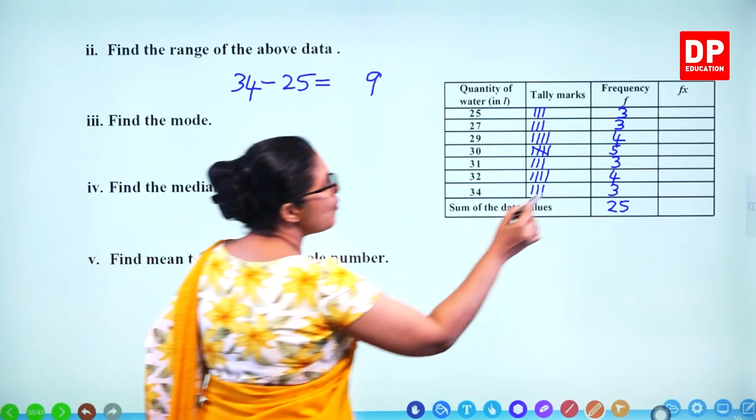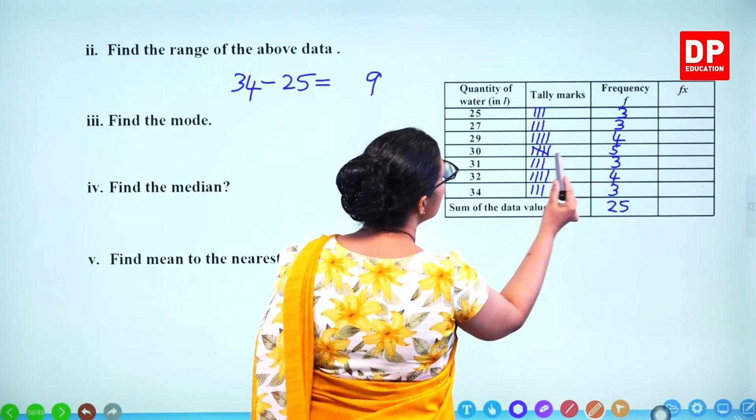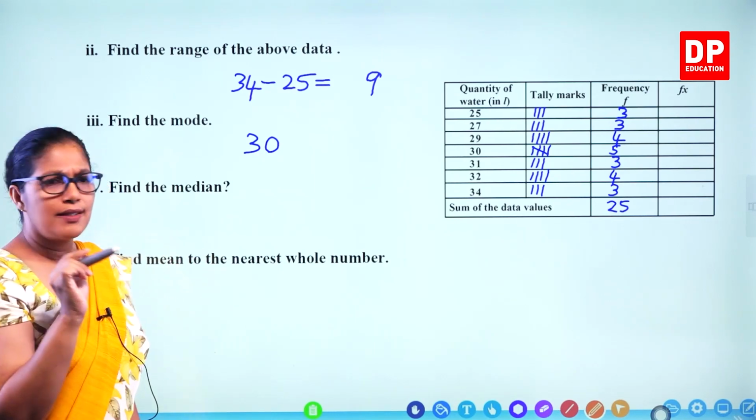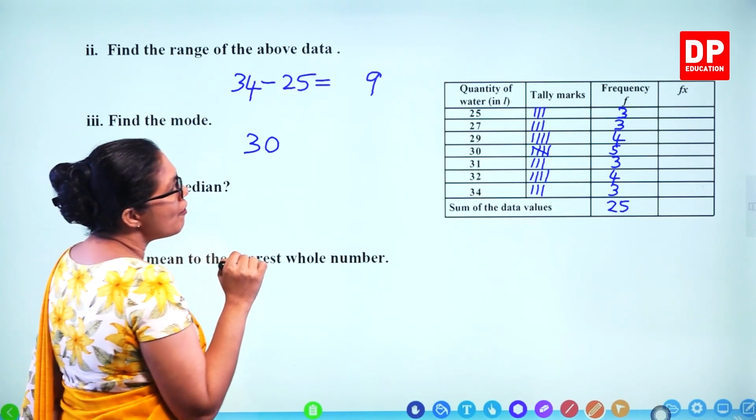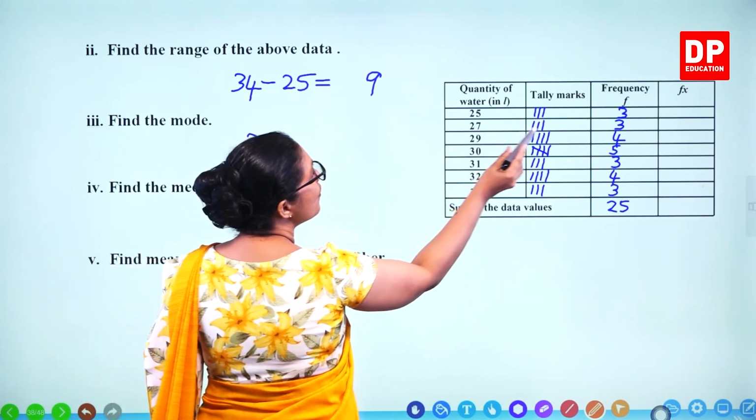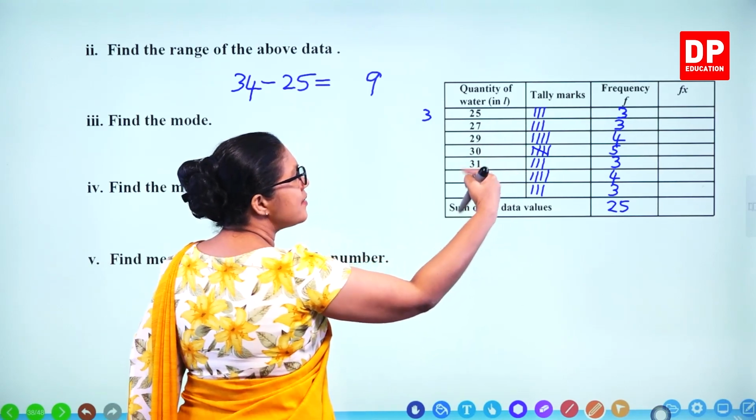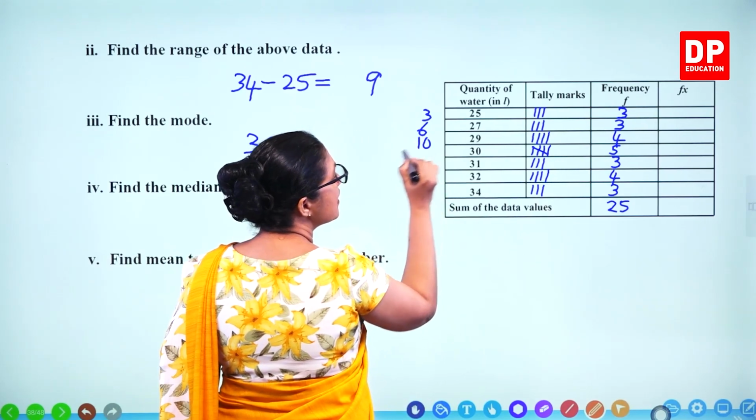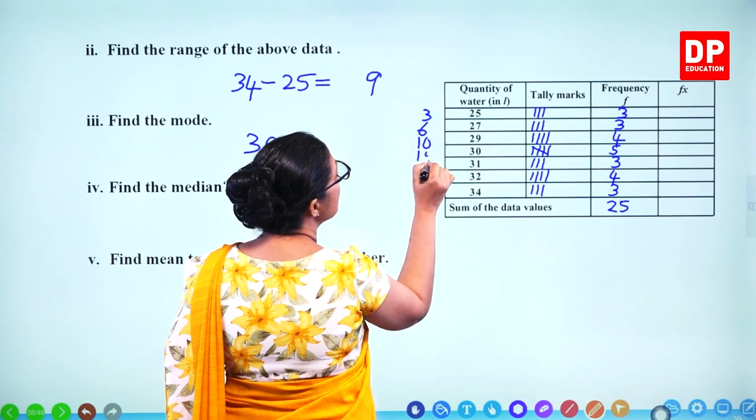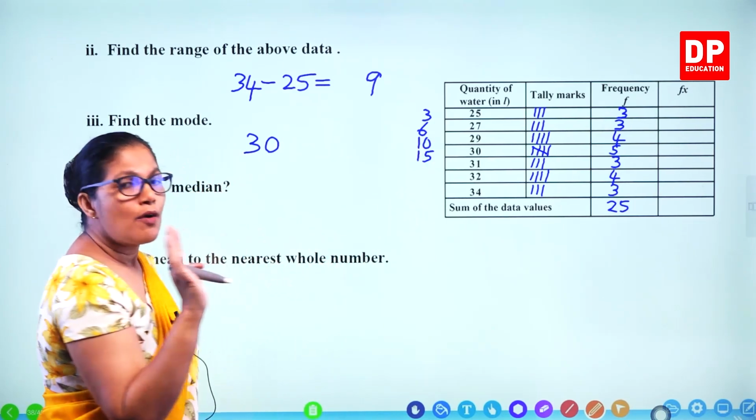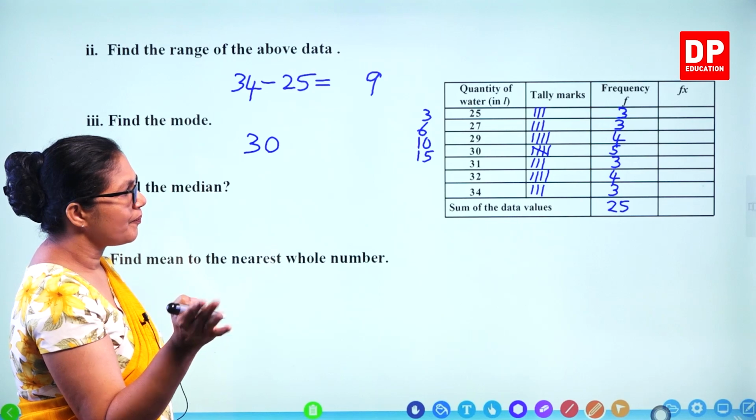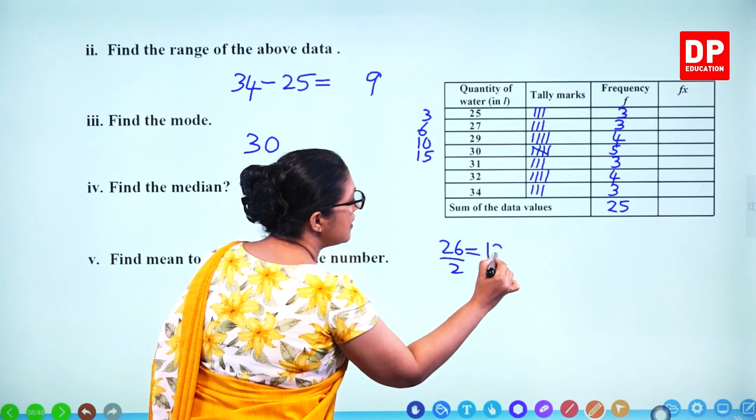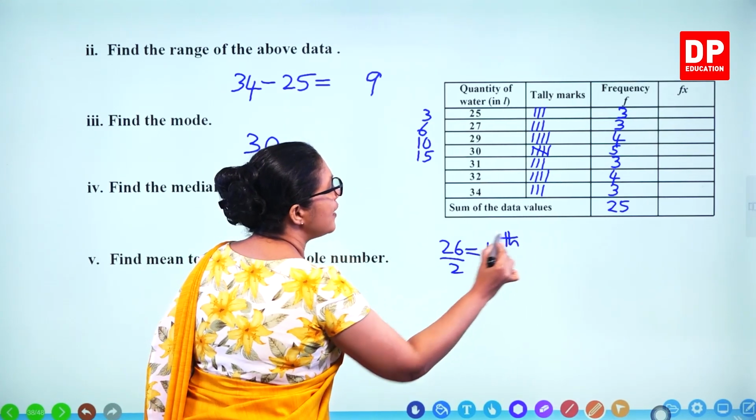Find the mode. How do you find it? The one which has the highest frequency. 5 is the highest one. So that's 30. Find the median. How do you find the median? You find the middle term. Starting from 3, you can add the frequencies. 3 plus 3, 6. 6 plus 4, 10. 10 plus 5, 15. You don't need to add all. What's the middle number? 25. Add 1, 26. Divide by 2, you get the 13th one is the mid value.